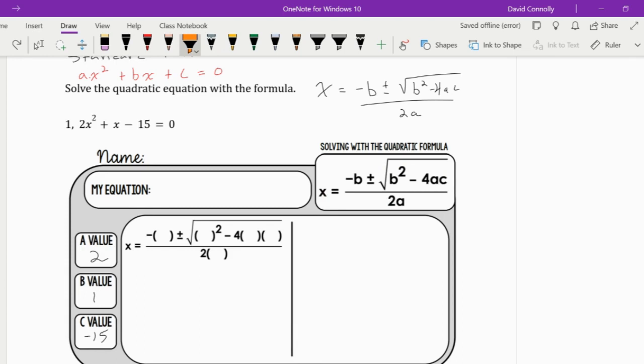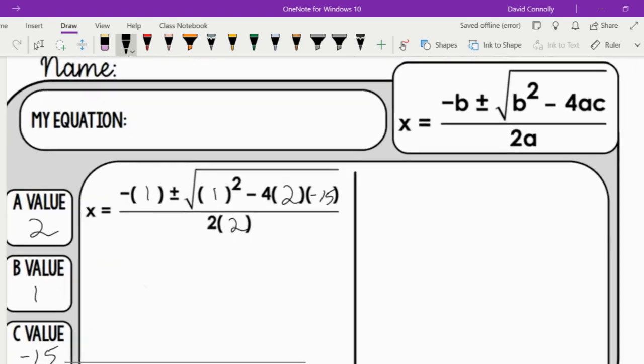So negative b is 1, so we're going to place a 1 here. Plus or minus the square root of b squared, so that's 1 squared, minus 4 times a, so we're going to put a 2 there because that's our a value, times c. So we're going to put a negative 15 here because that is our c value, all over 2 times a. And again, a is 2, so we put a 2. And now all we're going to do is start simplifying.